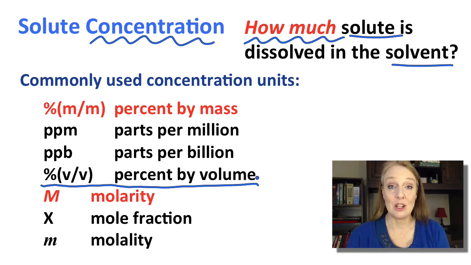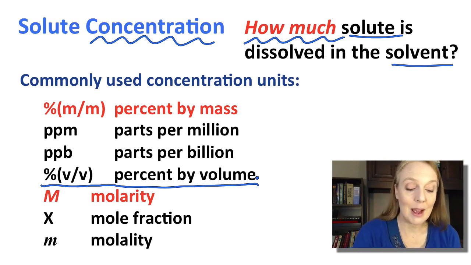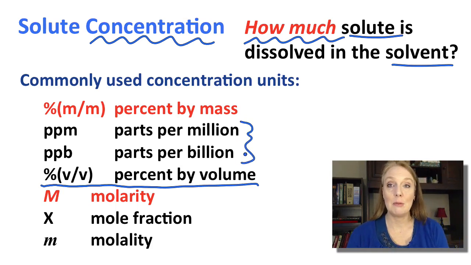If the concentration is extremely dilute or very low, it might be more convenient to express the concentration as parts per million or parts per billion. You often see this type of concentration used when people are talking about pollution.